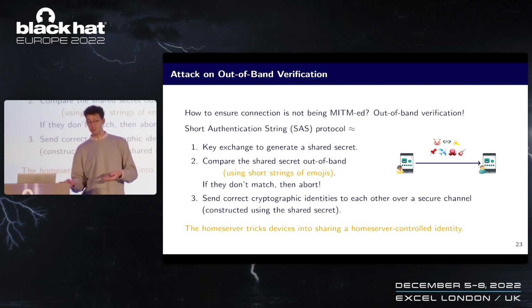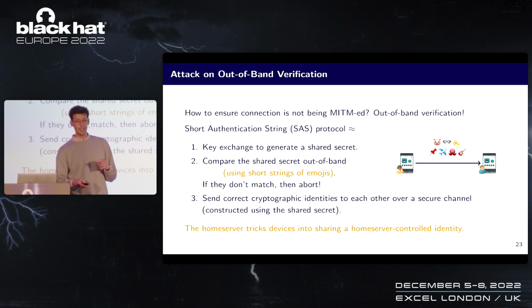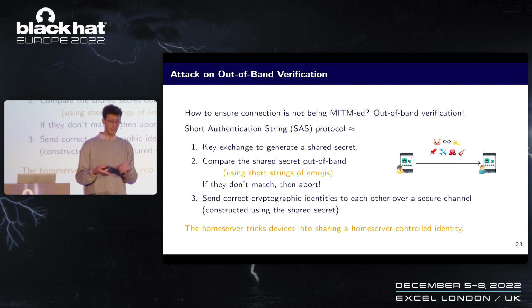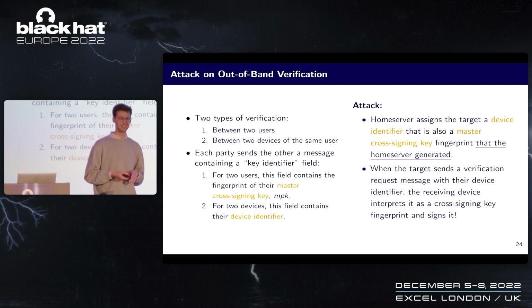If they do match, well, now you've got a secure channel that you know hasn't been tampered with, so you can send your long-term cryptographic identities over that, and you will end up with a real root of trust that you know the server has no control over. In our attack, the home server is able to trick devices into, instead of sharing in that final step the cryptographic identity they created, accidentally sharing one the home server controls. So I'm just going to detail how that trick works. How do you trick devices into doing this?